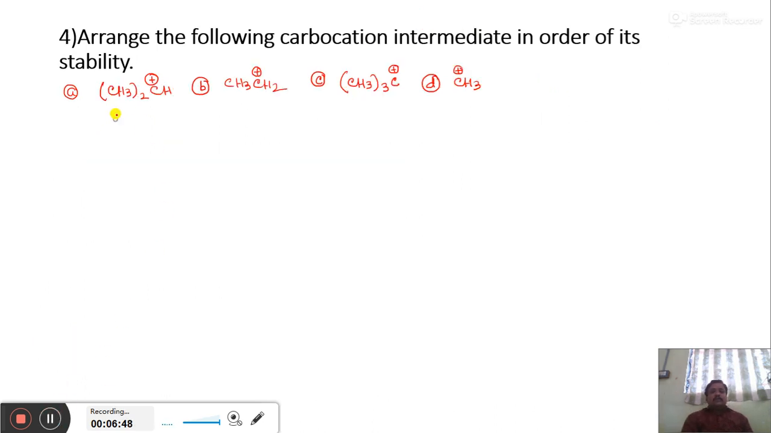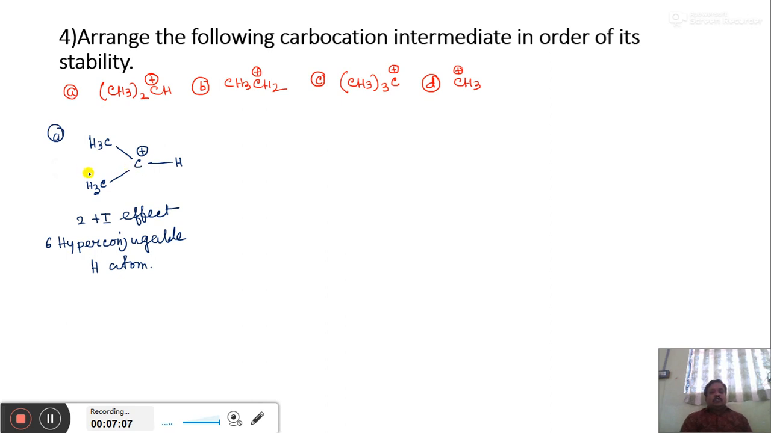My next problem is: arrange the following carbocation intermediates in order of their stability. Option A is isopropyl carbocation, option B ethyl carbocation, option C tert-butyl carbocation, and option D methyl carbocation.